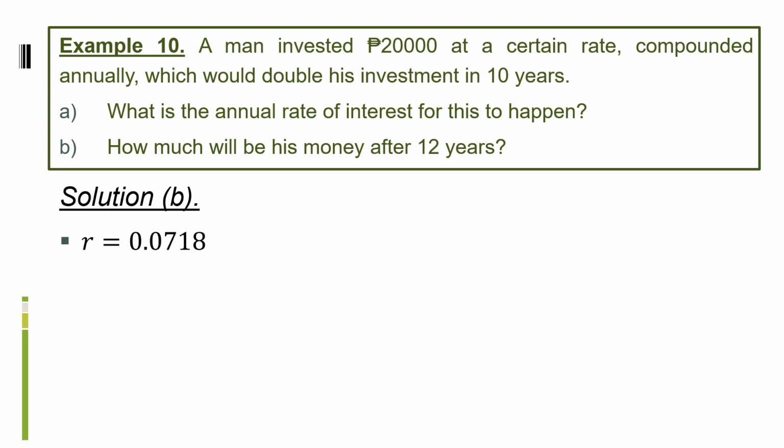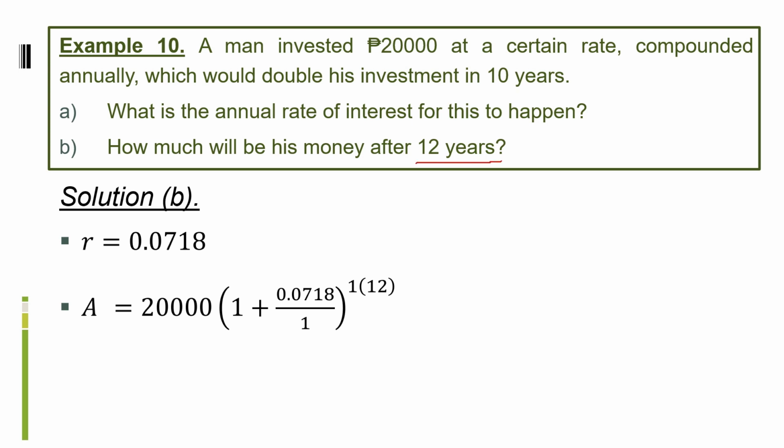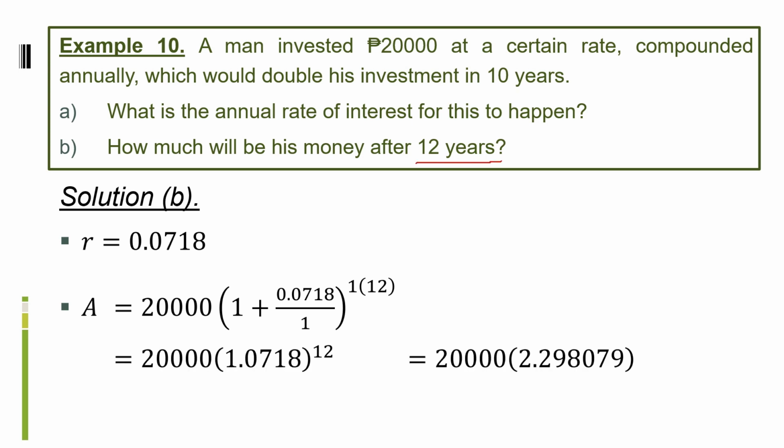For letter B, since we know that r is equal to 0.0718, we can now set up the equation as A equals 20,000 times 1 plus 0.0718 over 1 raised to 1 times 12, because the time is 12 years. So the accumulated amount is equal to 20,000 times 1.0718 raised to 12, or that is 20,000 times 2.298079, or approximately equal to 45,961.59.